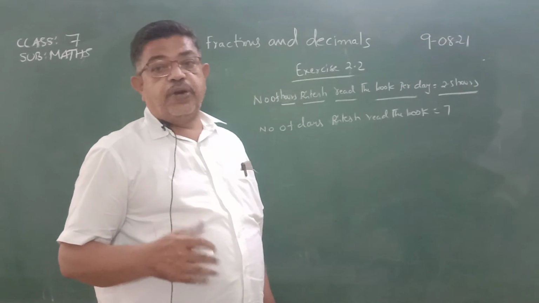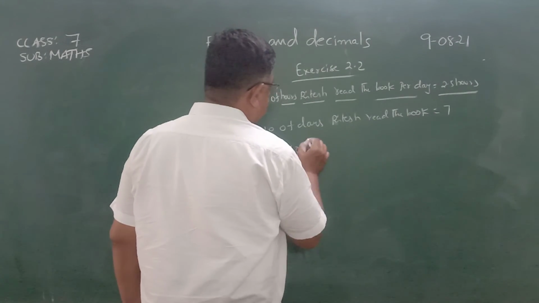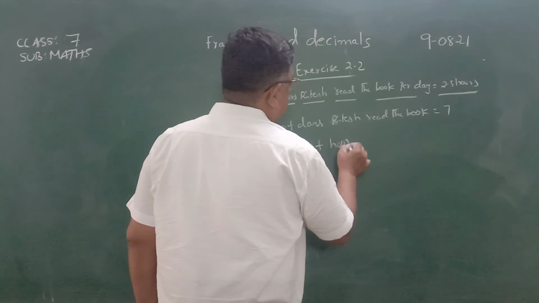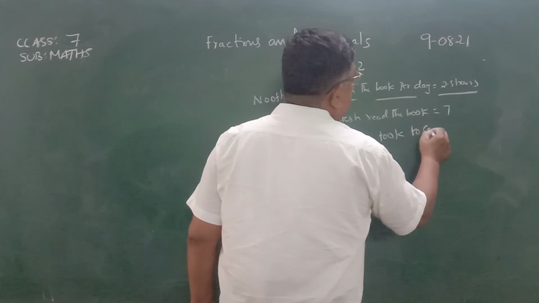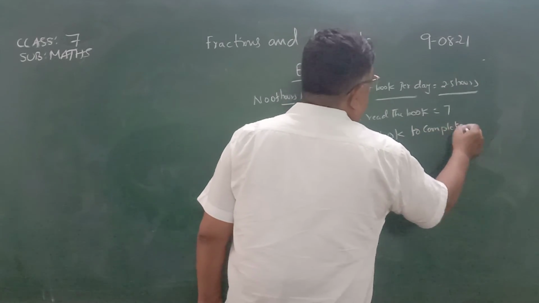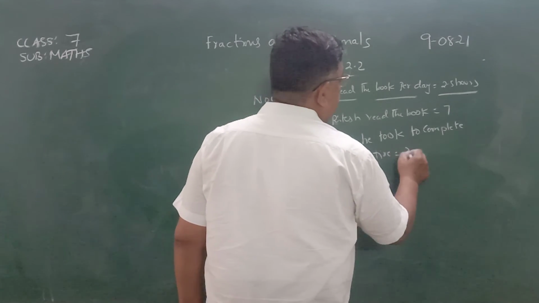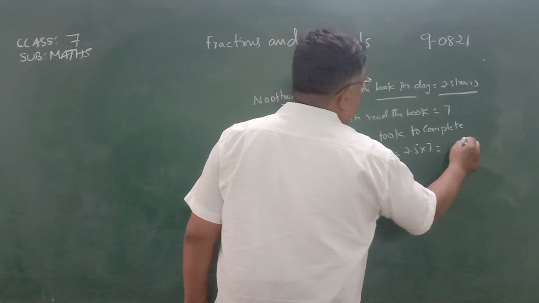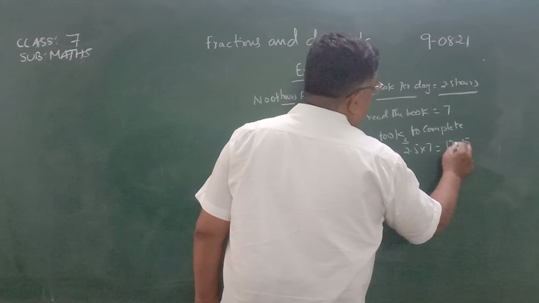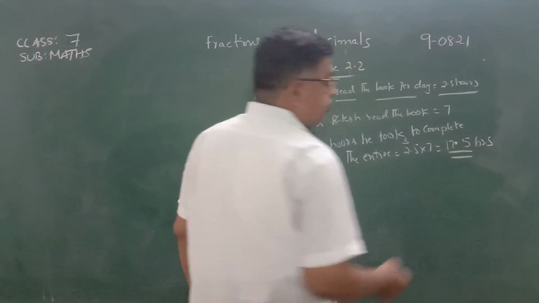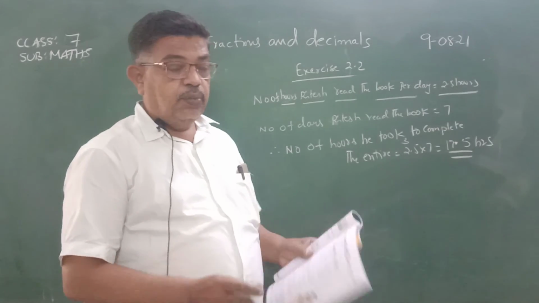Now we want to find how many hours he took to complete the work. Therefore, last step, number of hours he took to complete the entire book is equal to 2.5 into 7. 7 5s are 35. 7 2s are 14 plus 3 is 17. It is 17.5 hours. So Ritesh took totally 17.5 hours in a week to complete the book.